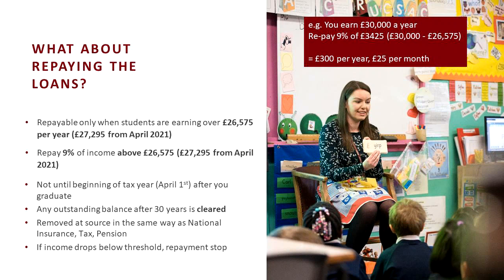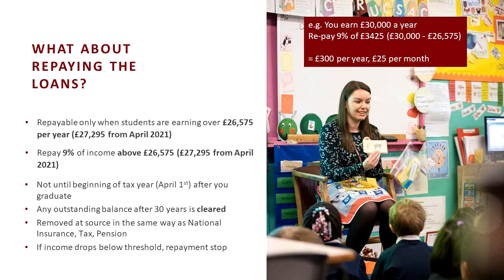When it comes to repaying the loans, you only repay when you're earning above a certain threshold. From April 2021, that will be £27,295 a year. So you repay anything above that. Good news is you don't start to be reconsidered for repayments until the beginning of the tax year, i.e. April the 1st after you graduate. Any outstanding balance is wiped after 30 years. It's removed at source in the same way as your national insurance, your tax, your pension. So you haven't got to make an arrangement to pay that back again. The bank can hand over any money.